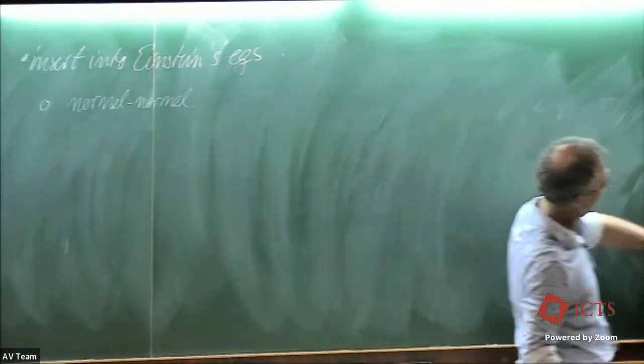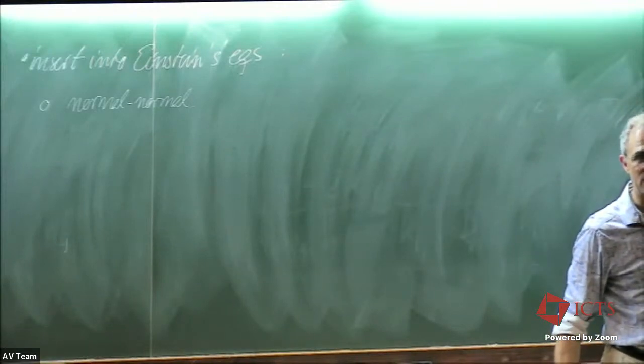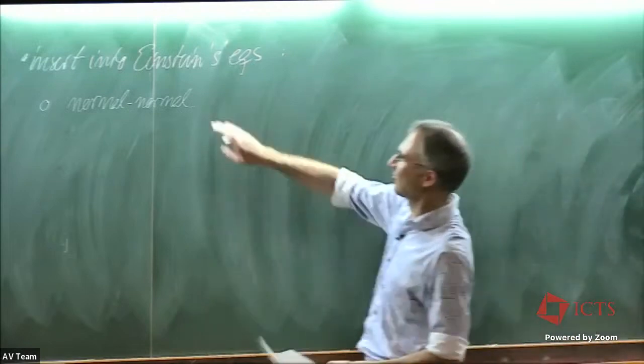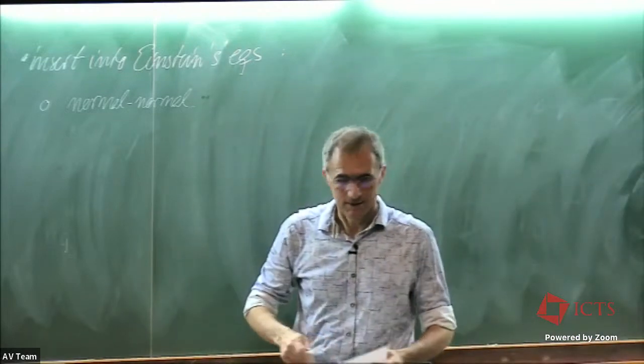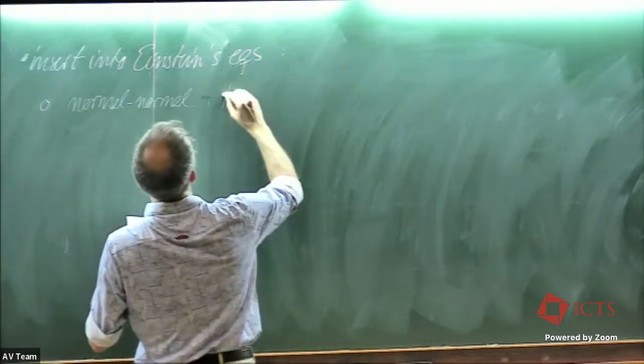Actually, let's remember what happened here. When we took a normal projection of Maxwell's equations, we got a constraint. We won't be shocked if this also gives us a constraint. Okay. And in fact, it does. It gives us the so-called Hamiltonian constraint.